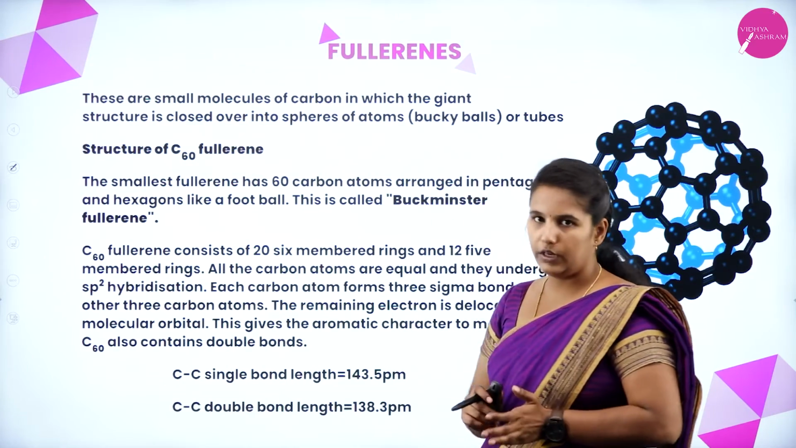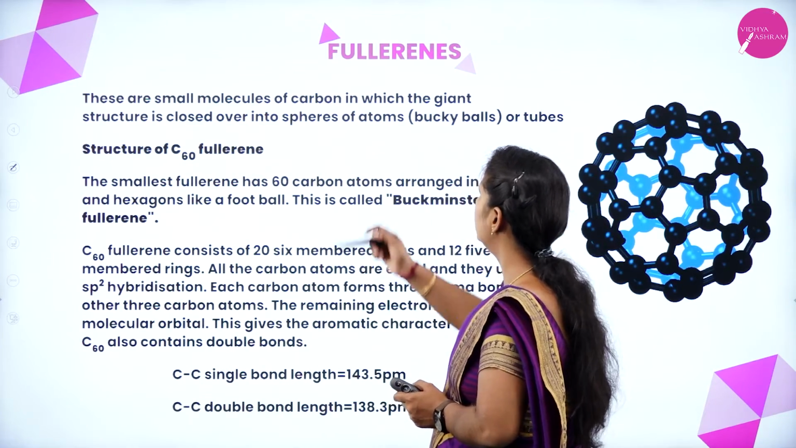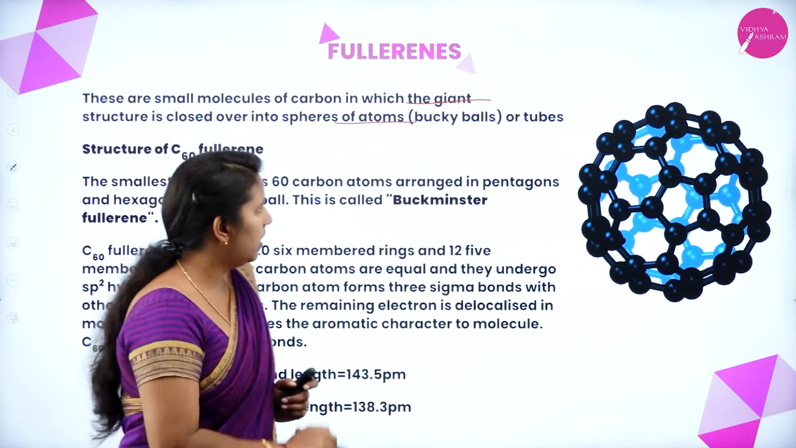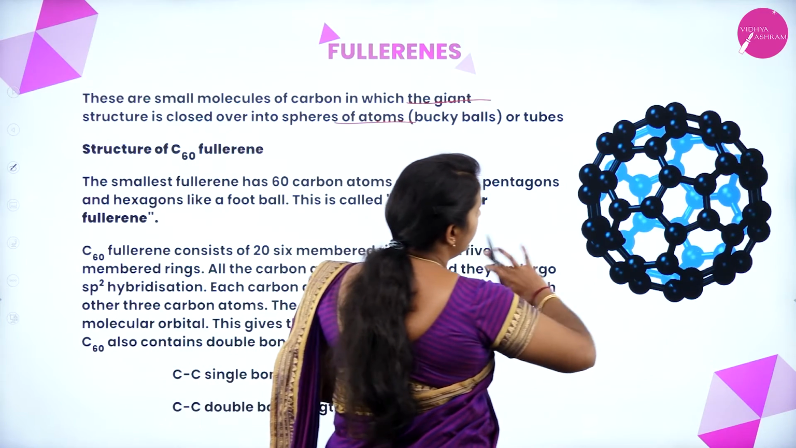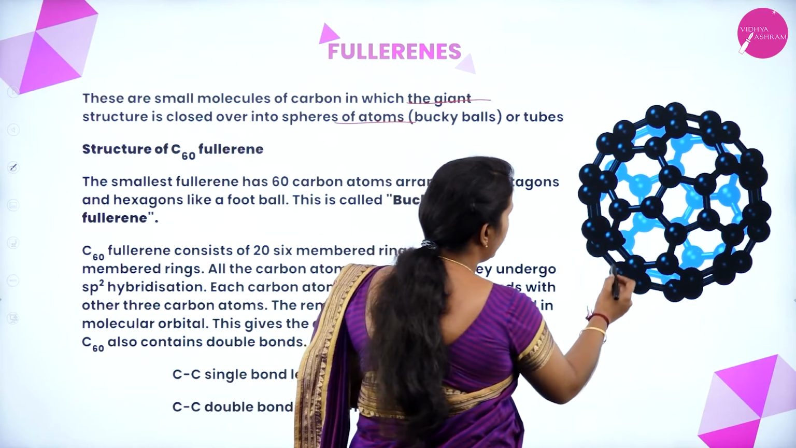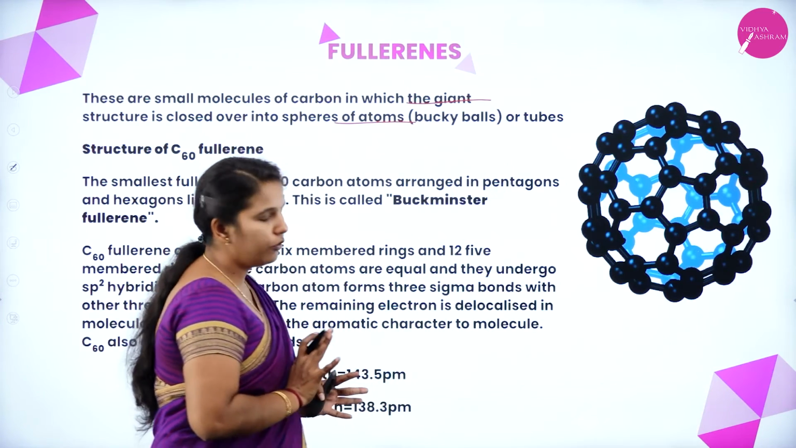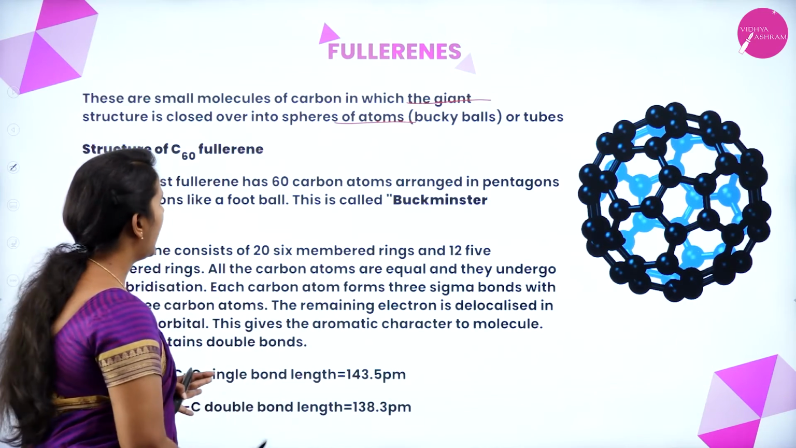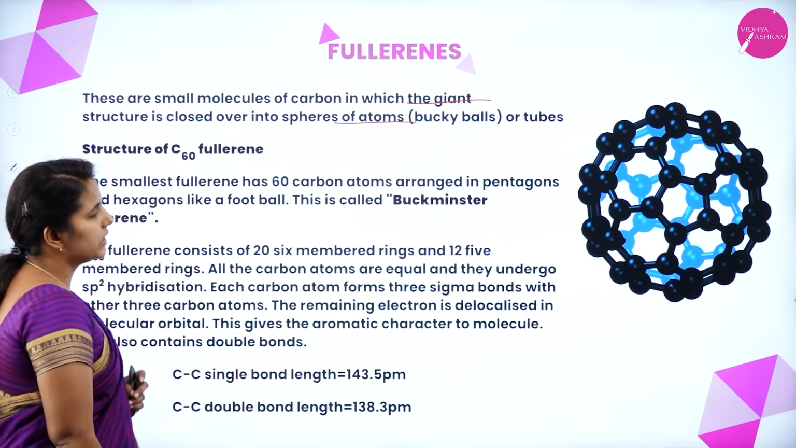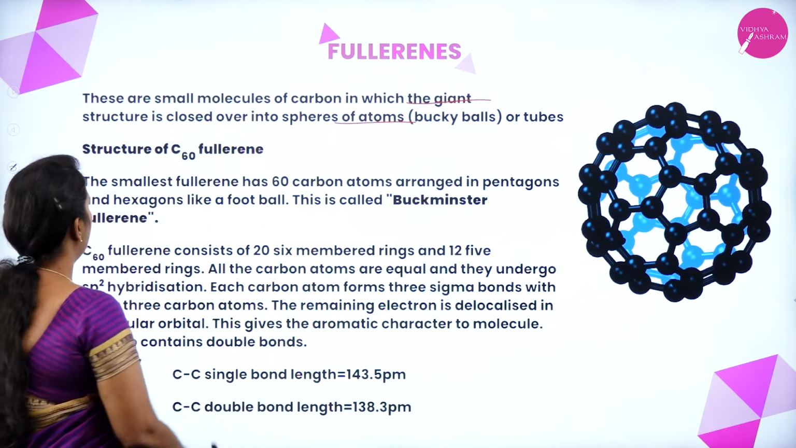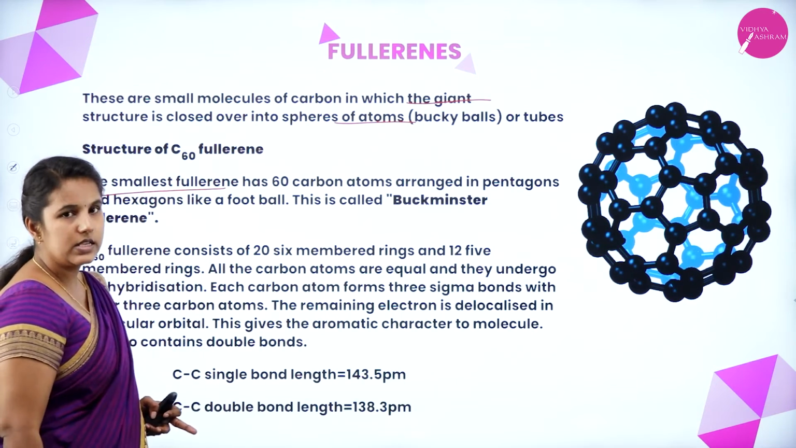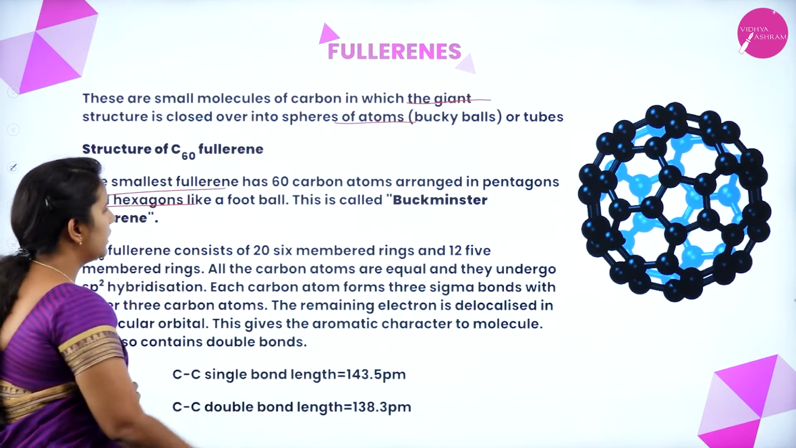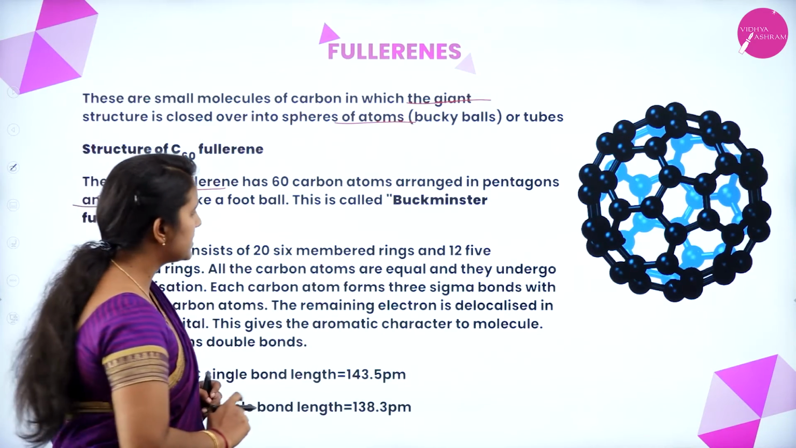Next, we have fullerene. These are small molecules of carbon in which the joined structures are closed over to form spheres of atoms or tubes. Each molecule is closed to form tube-like structures or closed spheres of atoms. Looking at the structure of C60 fullerene, the smallest fullerene, how many carbon atoms does it have? 60 carbon atoms. They are arranged in a pentagon and hexagon football-like structure.